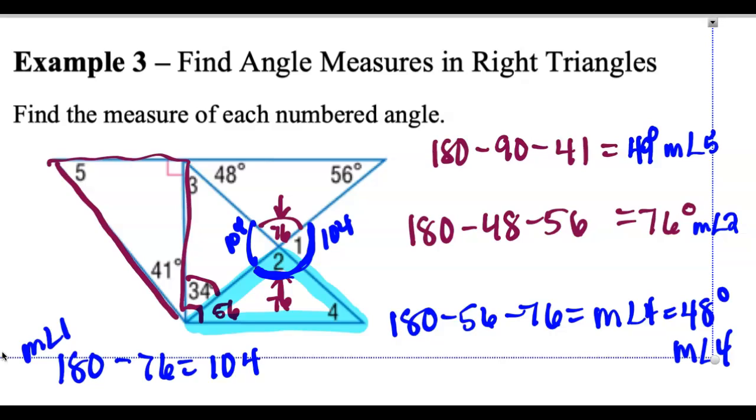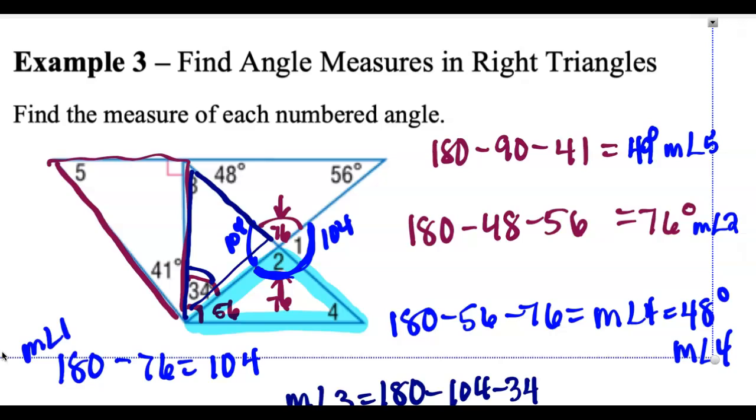So we could look at the inside part of that triangle here. So the measure of angle 3 is going to equal 180 minus 104 minus this angle of 34. I get 42 degrees. I think that's it. So we got the measure of angle 1, 2, 3, 4, and 5.